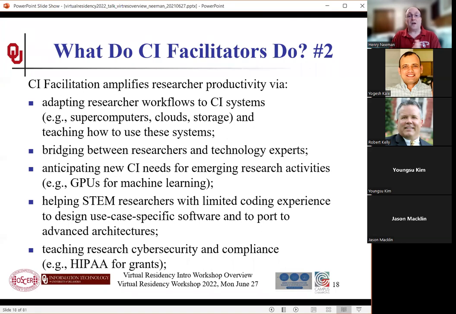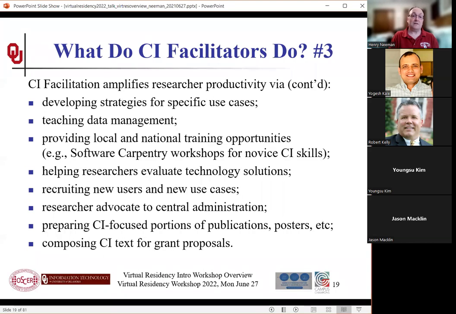Okay, and then teaching cybersecurity and compliance for research, for example, HIPAA. Developing strategies for specific use cases, teaching data management. Now, this is something we're typically doing in collaboration with data-facing folks like research data librarians. Providing access to training, both your own training locally at your institution and national opportunities like Software Carpentry or XSEDE, and coming soon ACCESS, the successor to XSEDE, training capabilities, things like that.